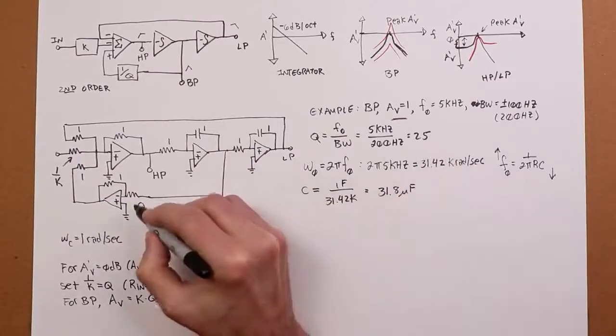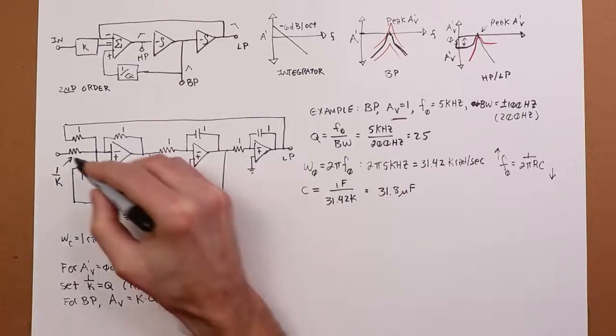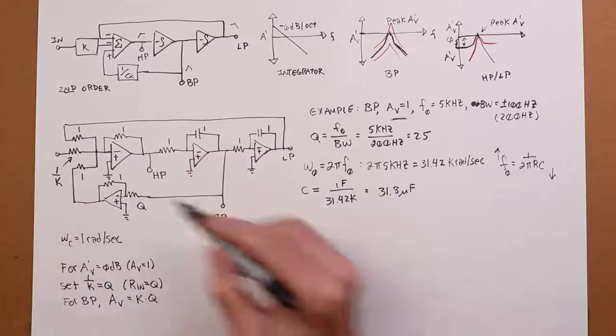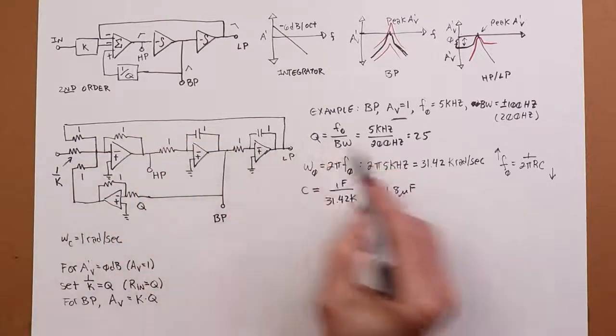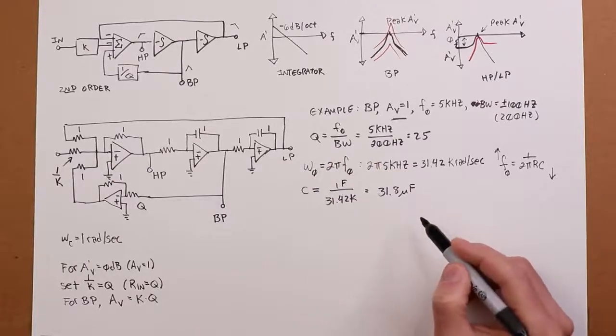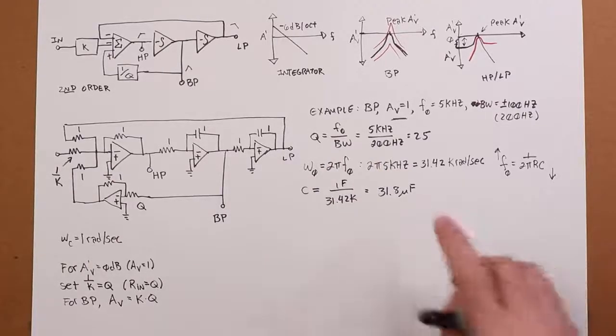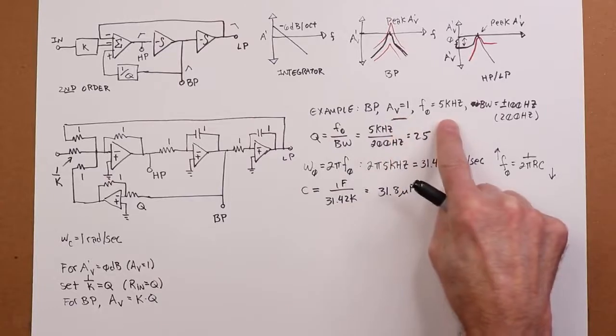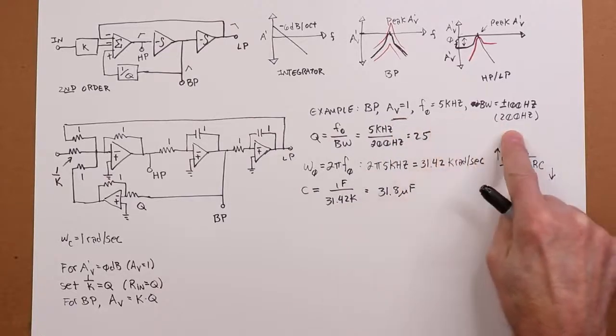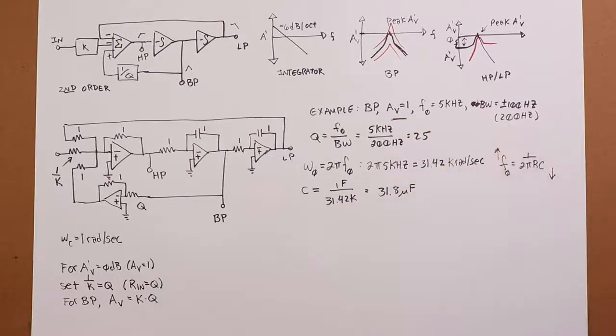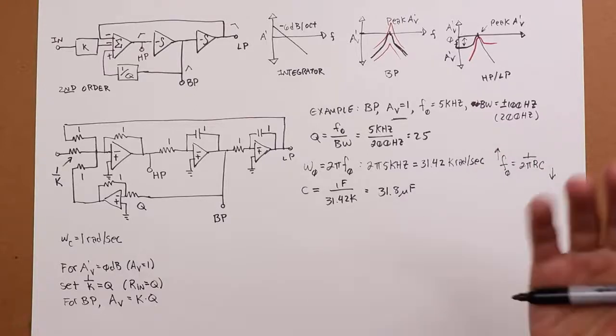So if we had 1 ohm, 1 ohm, 1 ohm, 1 ohm, the Q over here, right, we figured out it's 25. So this is going to be 25 ohms. This thing is also going to be 25 ohms. 1 ohm, 1 ohm, 1 ohm, 1 ohm. These two caps are going to be 31.8 microfarads. That literally gets us, right, gain of 1, 5 kilohertz, 200 hertz bandwidth. Of course, it's completely impractical with those values. So that's the frequency scale.